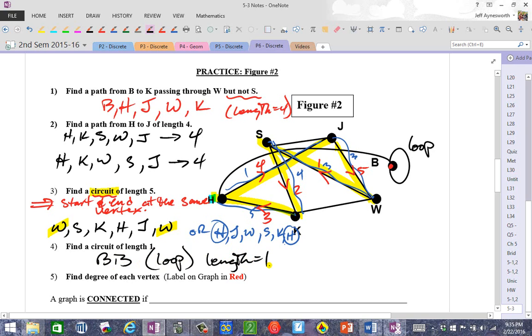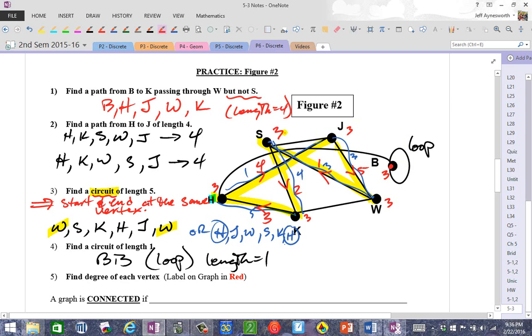And then it says find the degrees of each vertex in red. Okay, I already used red, but oh well. I'll just put the numbers at each one. So 1, 2, 3. H is degree 3. K, 1, 2, 3, degree 3. W, 1, 2, 3, degree 3. B is 2 plus 1 or 3, so degree 3 right here. J is 1, 2, 3, degree 3. S is 1, 2, 3, degree 3.